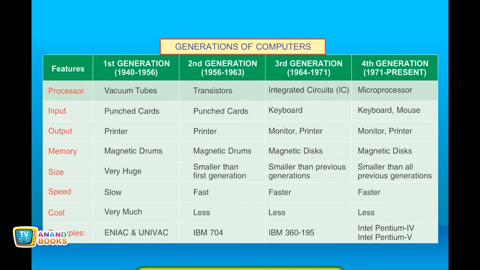Examples: ENIAC and UNIVAC, IBM 704, IBM 360 195, Intel Pentium 4, Intel Pentium 5.